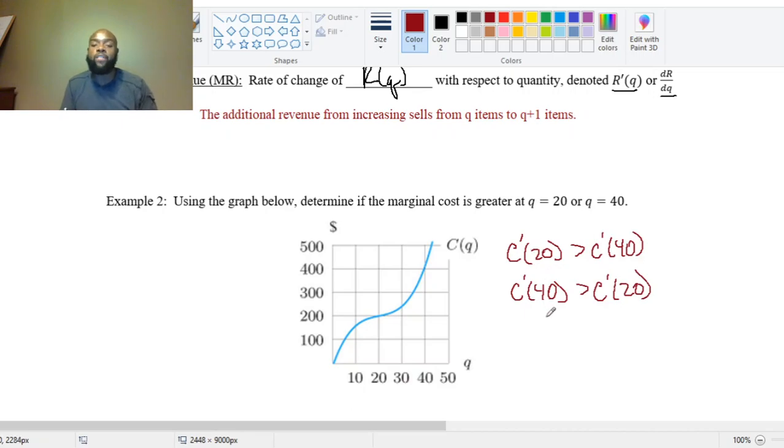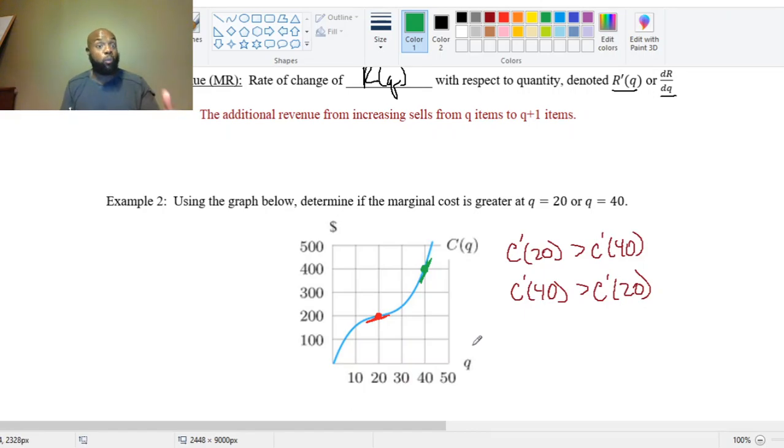When I see a derivative, I should automatically think slope of a tangent line, especially when I see a graph. And so what I'm going to do is I'm going to draw my tangent line at 20. I'm going to put it in red. My point on my cost function is that point there. My tangent line looks something like that, right? At 40, my point where my graph has an input value of 40 looks like that. And my tangent line looks something like that, right?